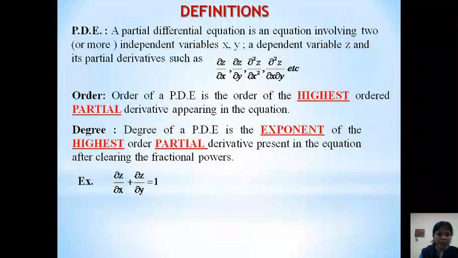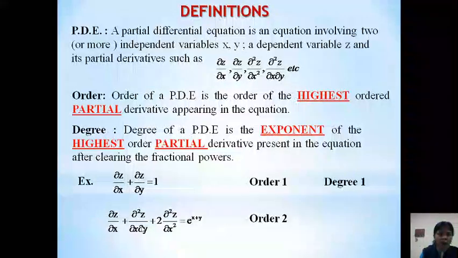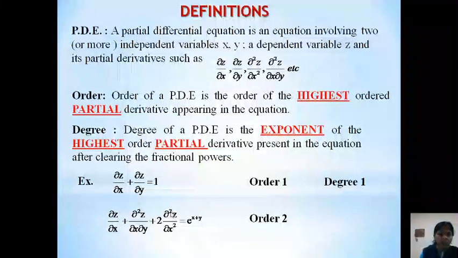Let us have the first partial differential equation. Here the highest order derivative is 1, that's why the order is 1, and if you see its power, that is also 1. Now similarly, let us have the next example. Here the highest order derivative is 2, these are the two second order derivatives, that's why the order of this differential equation is 2, and if you observe the power of this highest order derivative, that is 1, therefore the degree is 1.